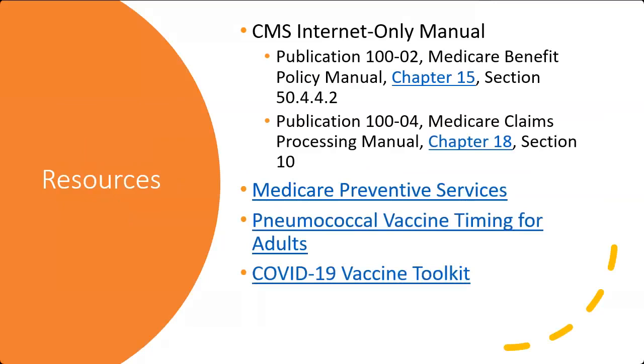Again, the flu, pneumonia, and COVID. You can see there is the CMS Internet-only manual. There's a couple of publications there for you. CMS has a Medicare Preventive Services fact sheet that you can take a look at. There's information there on the pneumococcal vaccine and then the COVID vaccine toolkit.